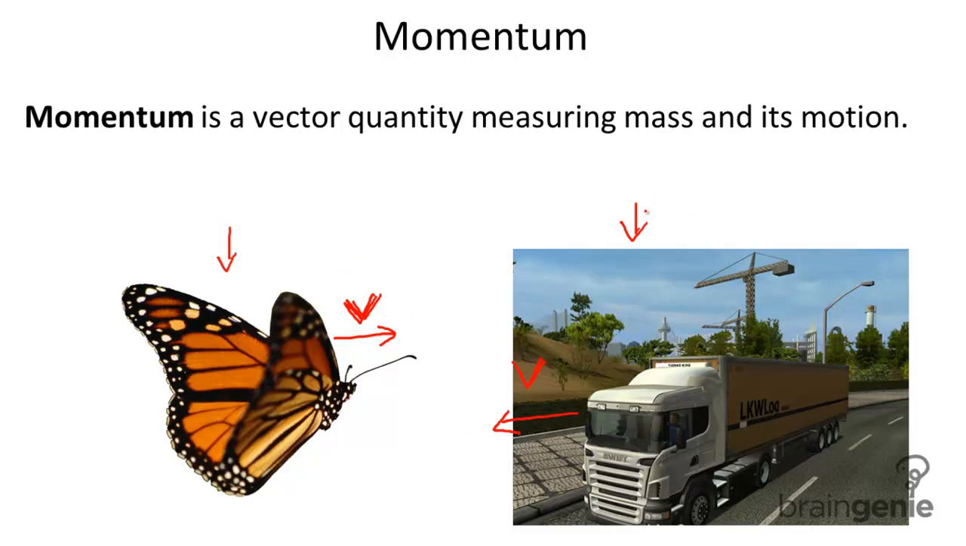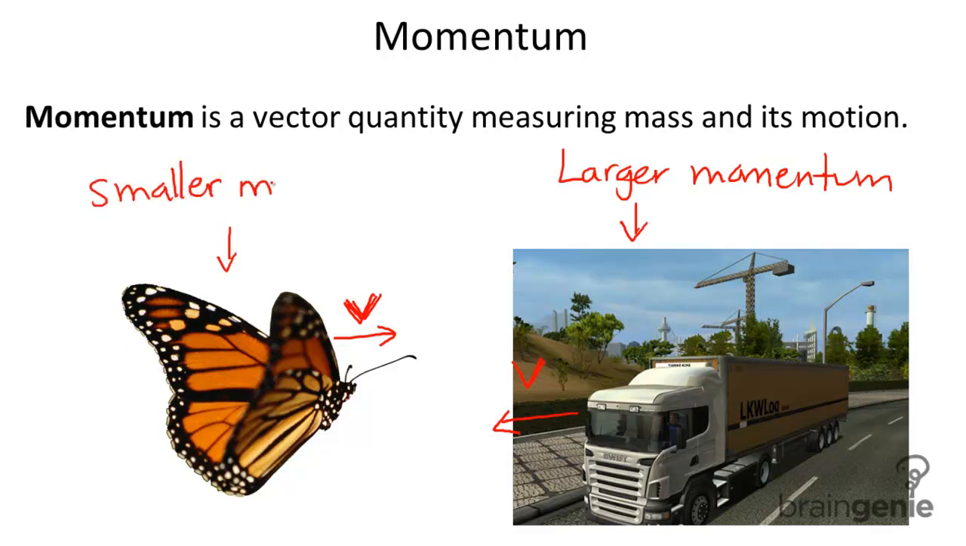We would say that the larger truck has a larger momentum. They might have the same velocity, but because the truck has such a greater mass, the truck would therefore have a larger momentum.